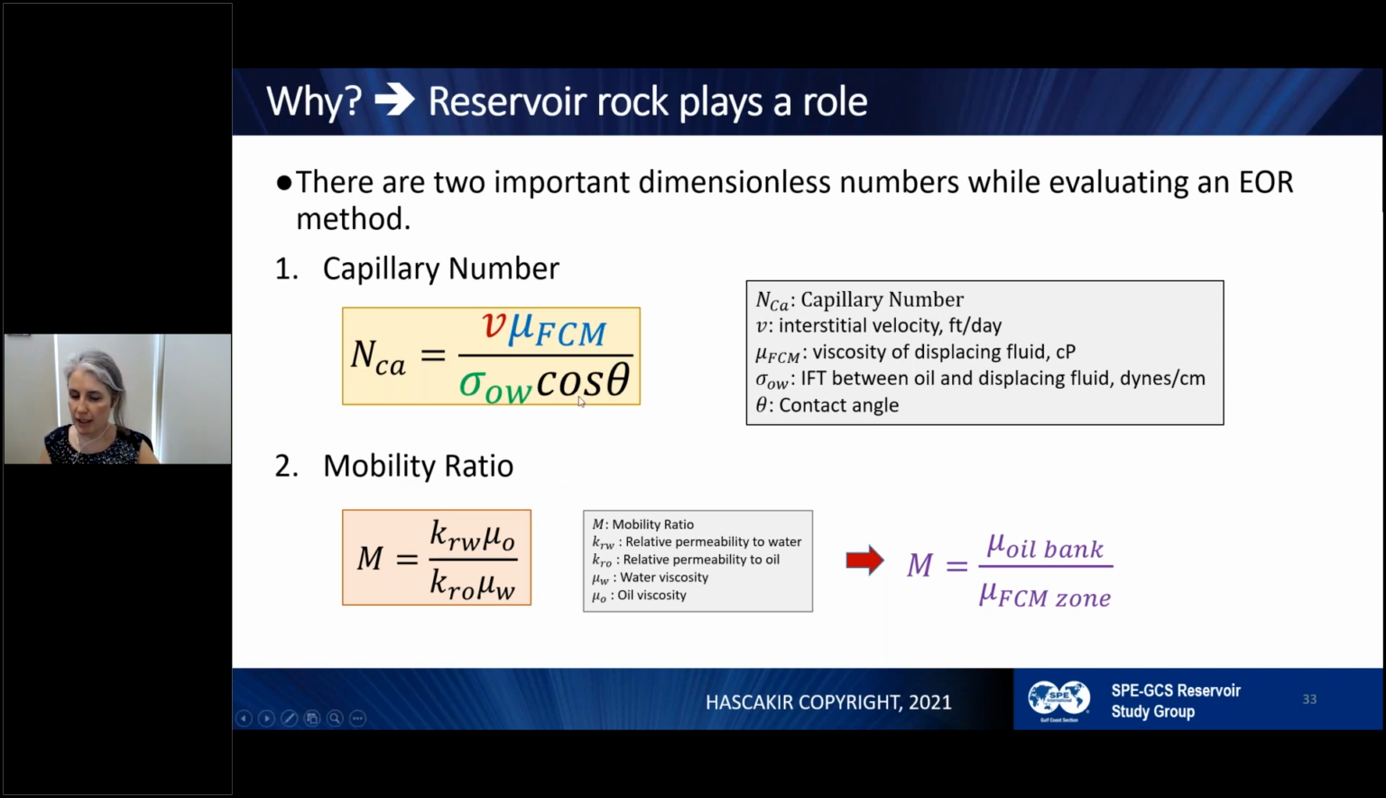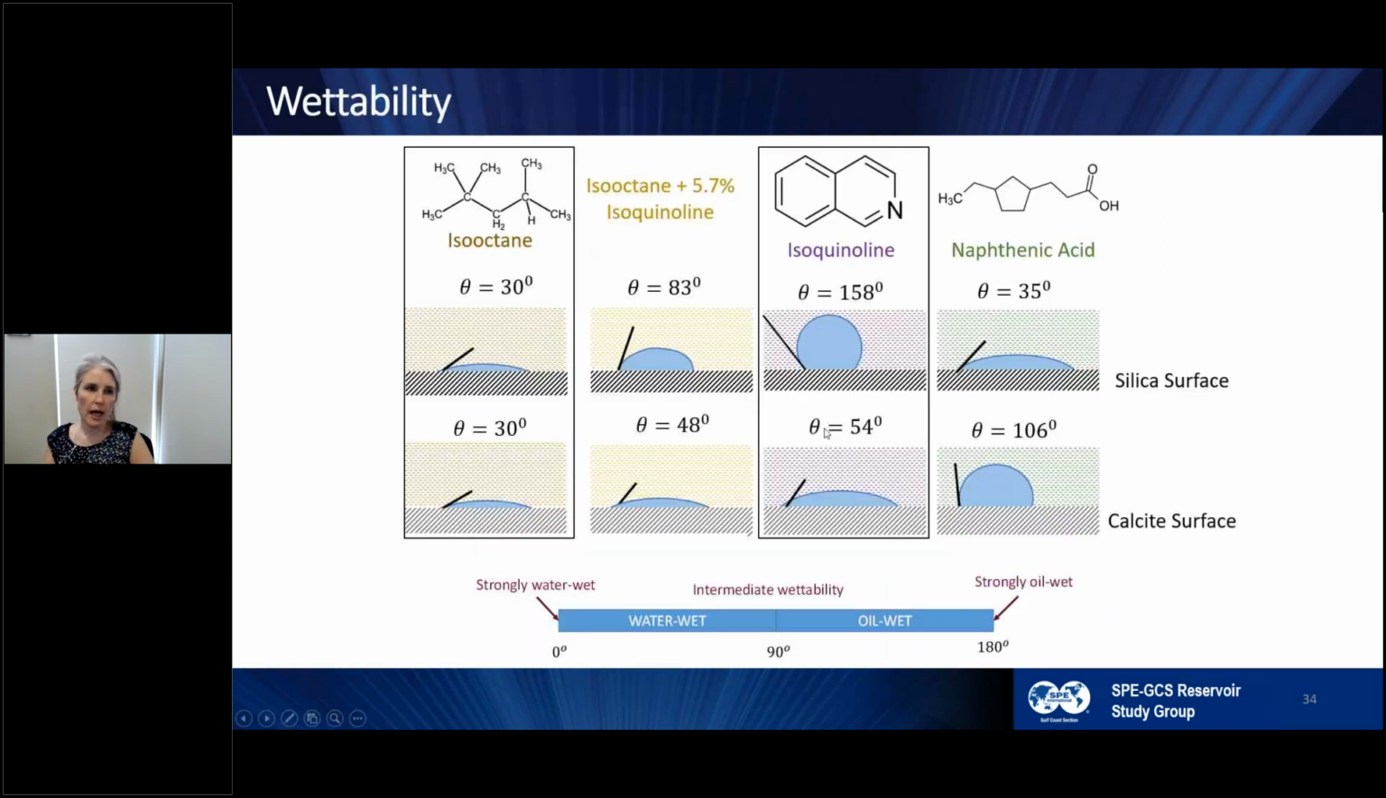And the wettability concept comes into place when I am including rock in my experiments. So here you are seeing some wettability examples, and just to refresh your knowledge, if we have a contact angle closer to 0, then I am going towards a strongly water wet reservoir, and if I have a contact angle closer to 180, then it's representing more of a strongly oil wet condition.